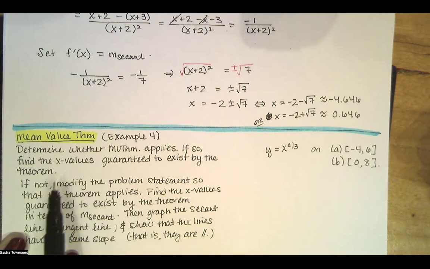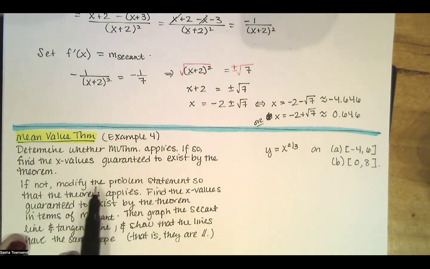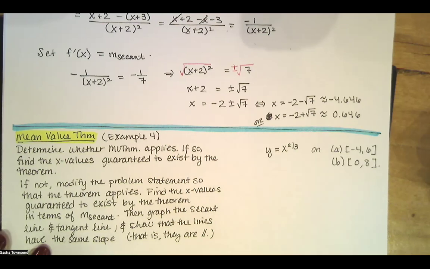And then we say, okay, if the theorem doesn't apply, modify the problem statement so the theorem does apply, then find the x values that are guaranteed to exist by the theorem in terms of m secant this time. So we're going to find them as a formula involving the slope of the secant line. Then we're going to graph the secant line and the tangent line, and show that the lines have the same slope. In other words, if the lines are parallel, then they have the same slope. And if they have the same slope, then we found the x values that we're looking for.